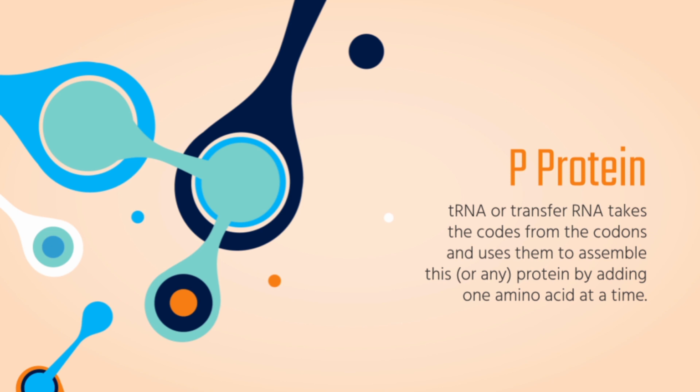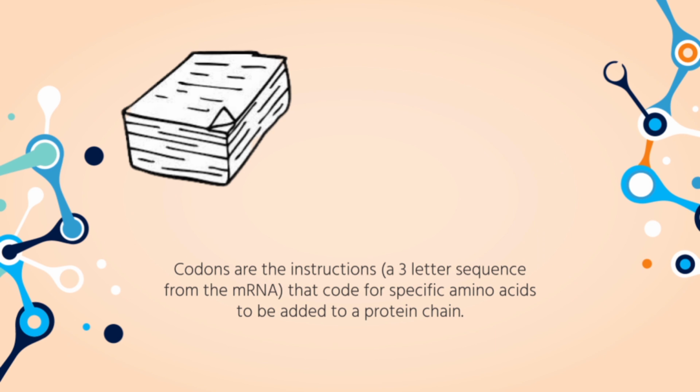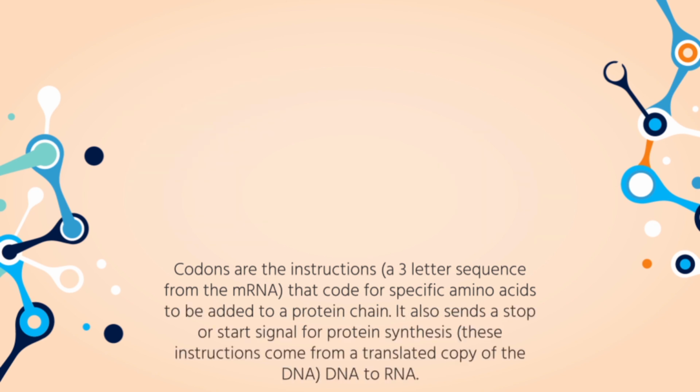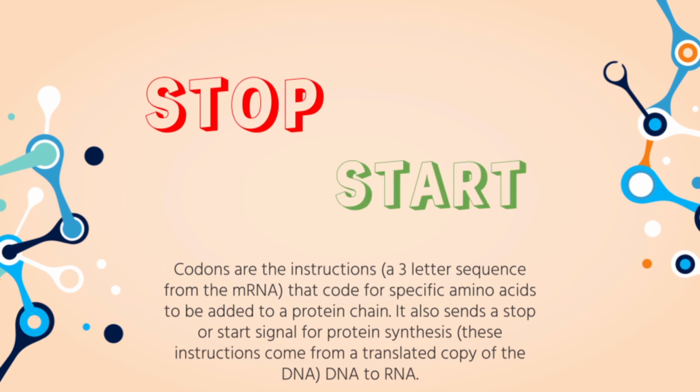tRNA, or transfer RNA, takes the codes from the codons and uses them to assemble a protein. They do this by adding one amino acid at a time. Codons, as mentioned before, are the instructions. They are a 3-letter sequence from the mRNA. These code for a specific amino acid to be added to a protein chain. It also sends a stop or start signal for protein synthesis. These instructions come from the translated copy of the DNA to RNA.